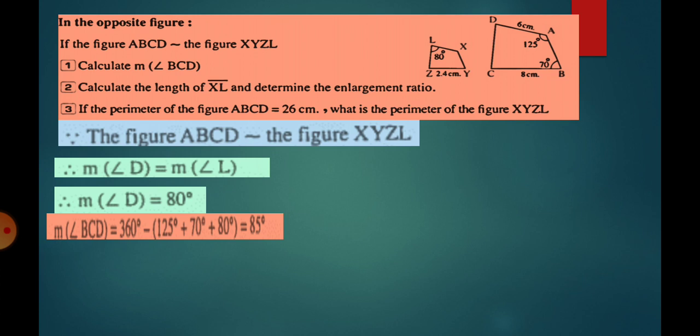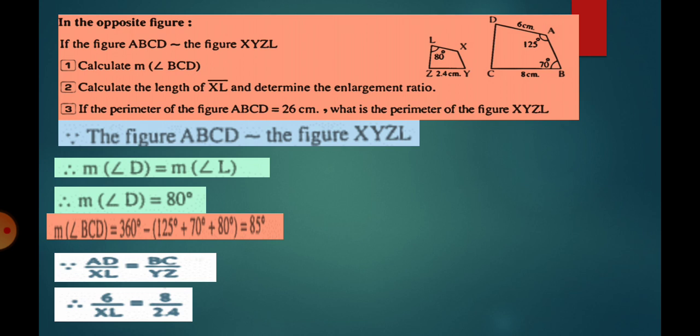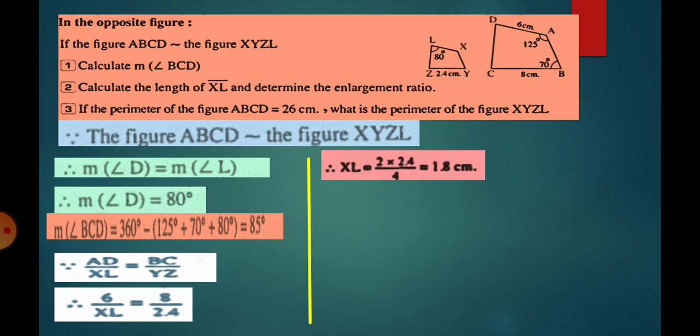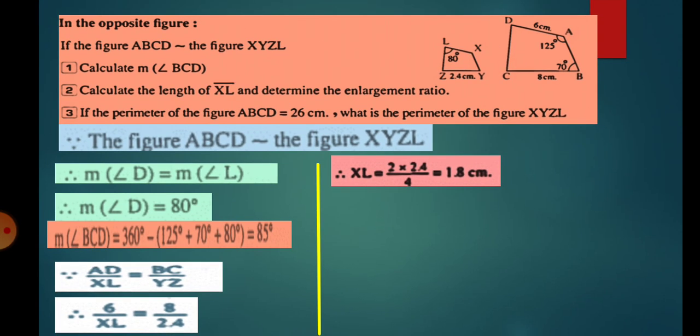Find the length of XL. Now we write the proportional corresponding sides. Then AD over XL equals BC over YZ. AD equals 6 centimeters, BC equals 8 centimeters, YZ equals 2.4 centimeters. Then we find LX equals 6 times 2.4 divided by 8, which equals 1.8.